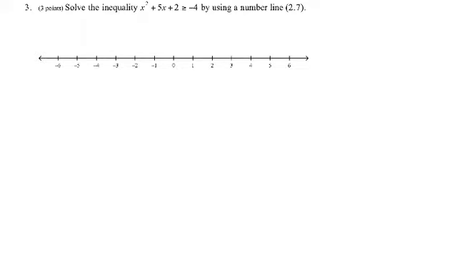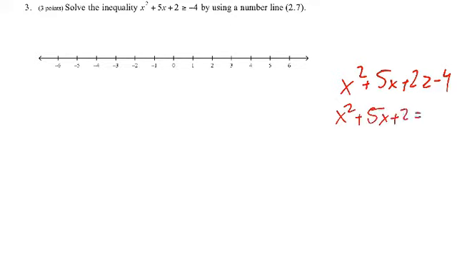Number 3 in the short answer says solve the inequality x squared plus 5x plus 2 is greater than or equal to negative 4. I'm going to rewrite this over here. So we have x squared plus 5x plus 2 greater than or equal to negative 4. Now in order for us to start solving for this, we're going to rewrite it just as a regular equation. So x squared plus 5x plus 2 equals negative 4. And then go through and solve like we normally would.